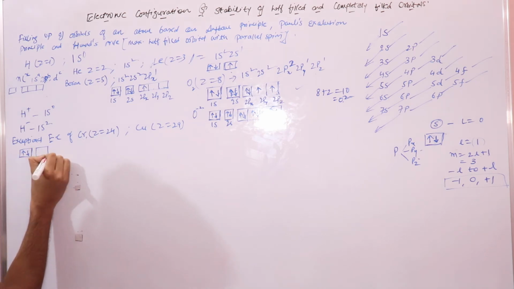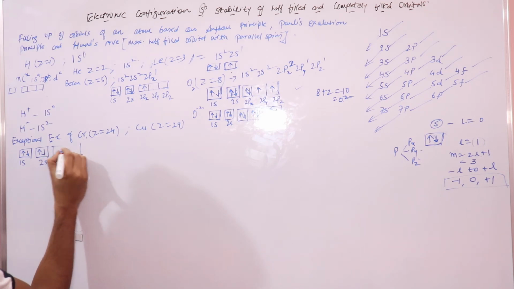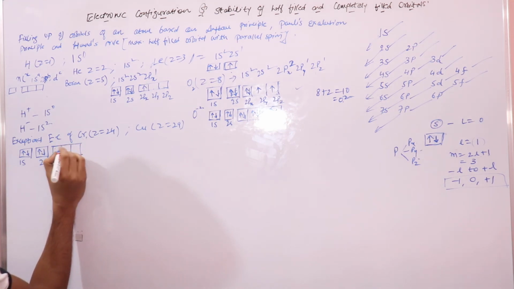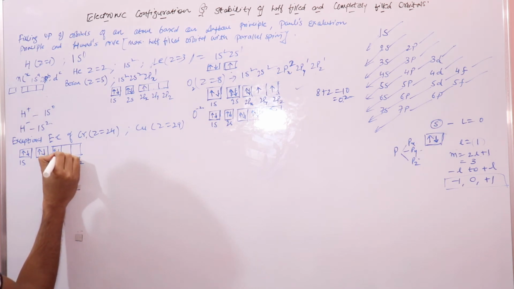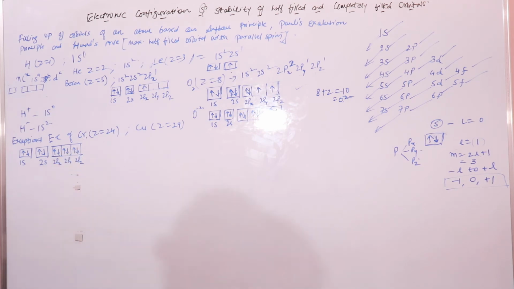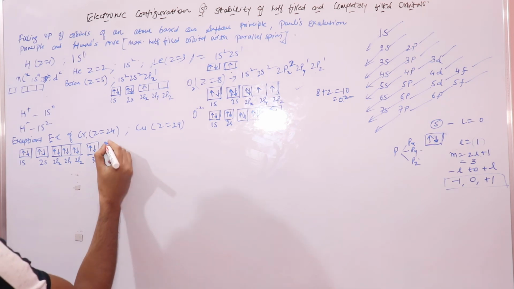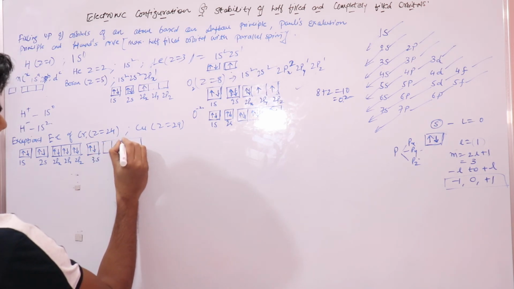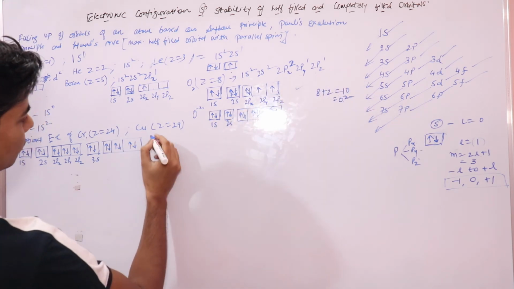It's 1s2, then you have 2s, then you have 2p, 2px, 2py, 2pz, then you have 3s, and after 3s you have 3p, and after 3p you have 4s.